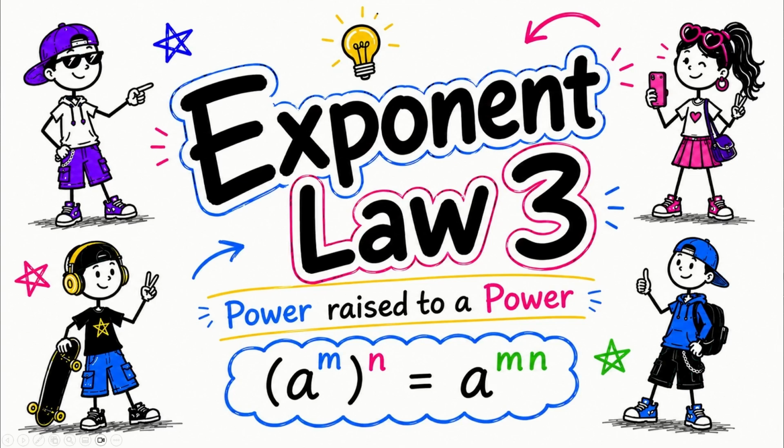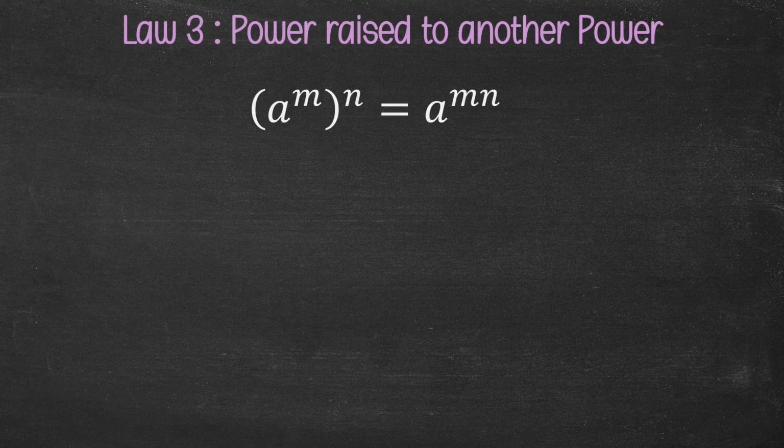And let's have a look at exponent law 3, where a power is raised to a power. Now law 3 says that a to the power of m in brackets raised to the power of n equals a to the power of mn. Here this mn means m multiplied by n. Let's see why this works.